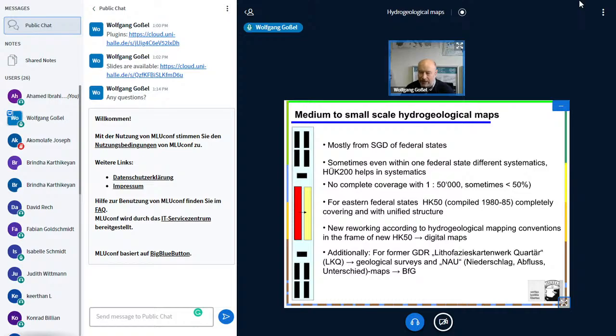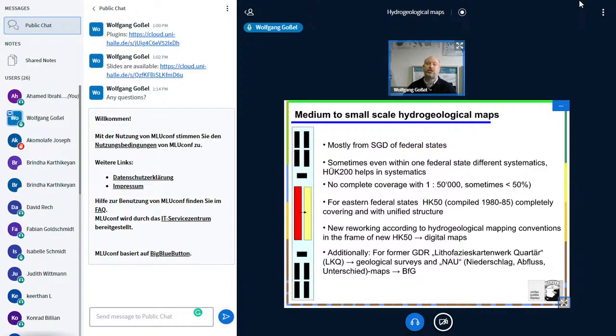If we come back to the former GDR, additionally to the hydrogeological mapping, there was going on, a little bit earlier, the quaternary coverage mapping, especially for the northern parts of the GDR. So this is northeastern Germany: the federal state of Mecklenburg-Vorpommern, Brandenburg, parts of Saxony-Anhalt, Berlin, of course, and parts of northern Saxony, where we have this Lithofazies-Karte Quartär.